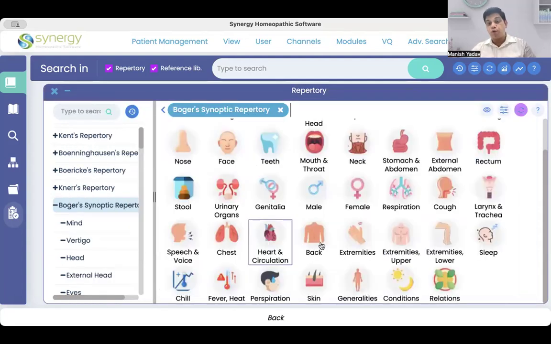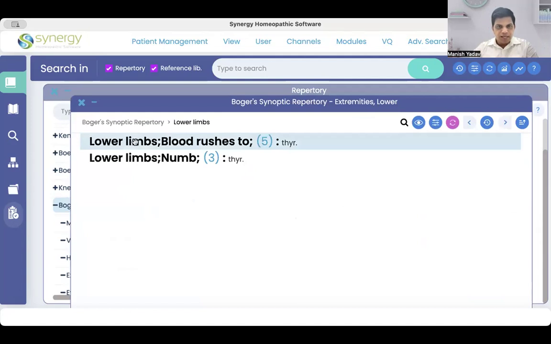Hypertrophy. I'll show you something in Boger, what is written. Something very nice he has written. Extremities. Limbs, blood rushes to limbs. Again, the downward motion.